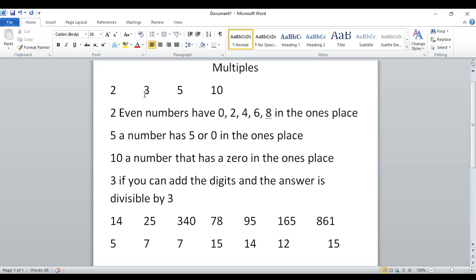So that is a little trick, a little strategy to figure out if a number is going to be a multiple of 3. So I hope that helps you with your paper.